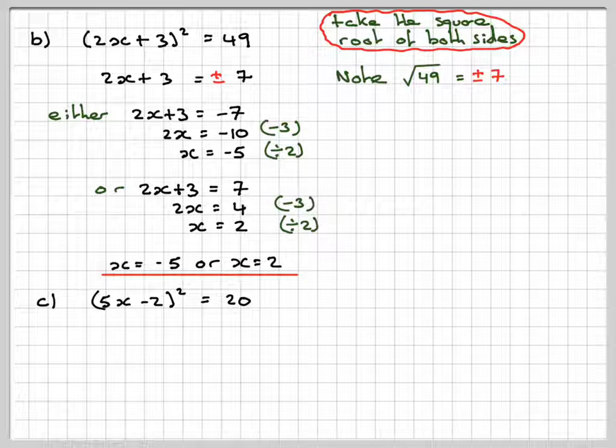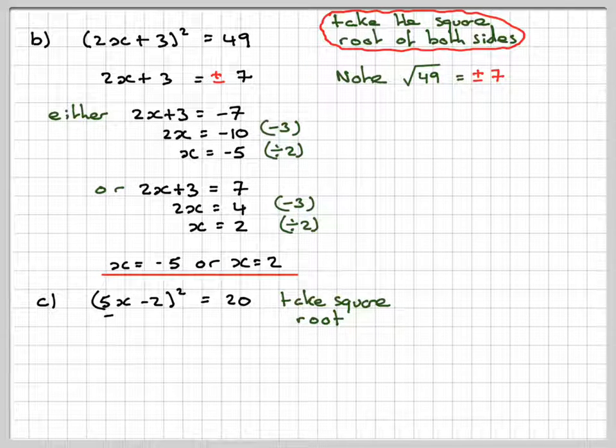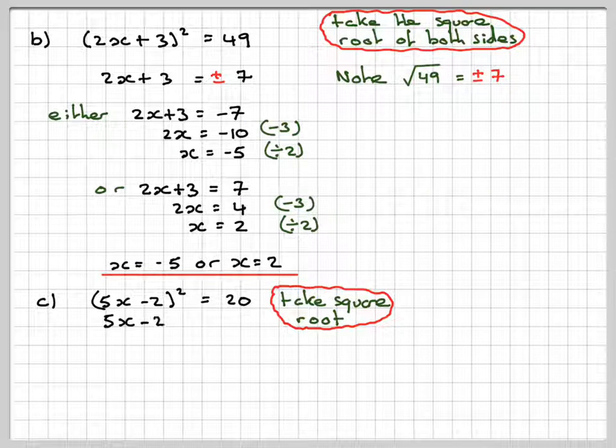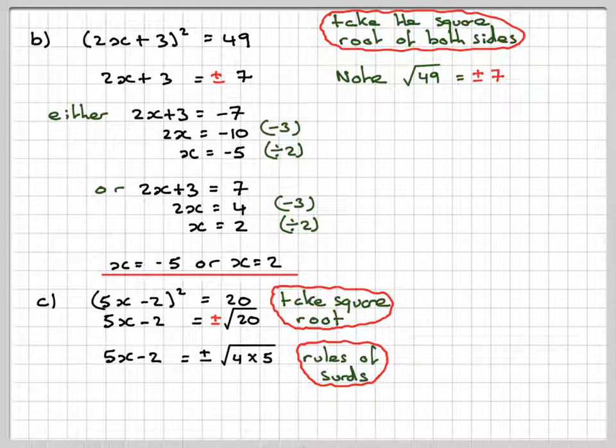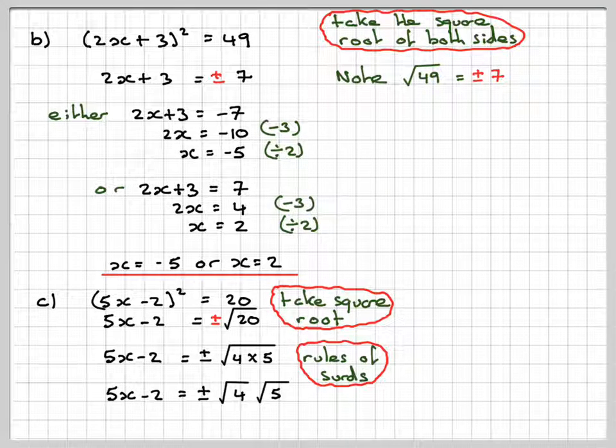Similar sort of idea, but a more complicated one. If we want to find the exact solutions to this, again we take the square root of both sides. Taking the square root on this side, we get 5x minus 2, and then remember we have the plus or minus square root of 20. Now we can't take the square root of 20, but we can apply some of the rules of surds to it. So 5x minus 2 is equal to plus or minus the square root of 4 times 5. This is the rules of surds, and then we can now split this into plus or minus the square root of 4 times the square root of 5.